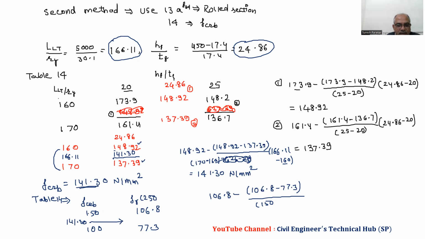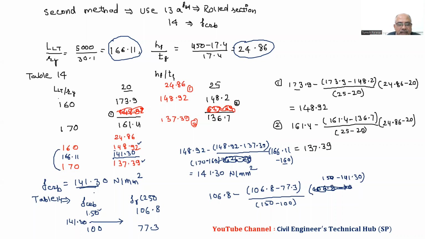So here we have 150, 100, so we have 150 minus 100. In this, the base we have taken is 106.8, which is for 150. Sorry, here we have to go with the base we have taken, 150, and our FCRB value is 141.30. So we have 150 minus 141.30. Whatever base we have, that we have to consider over here.